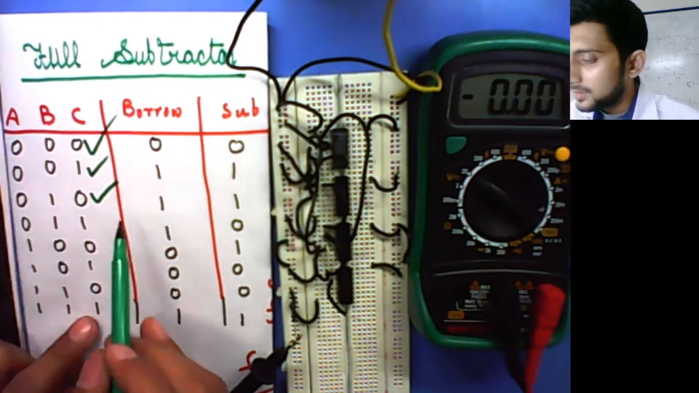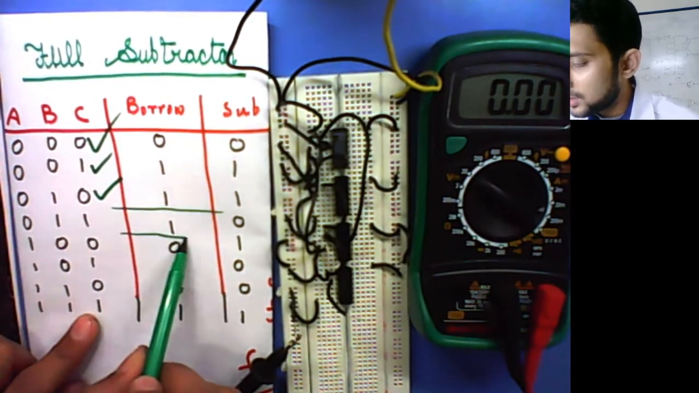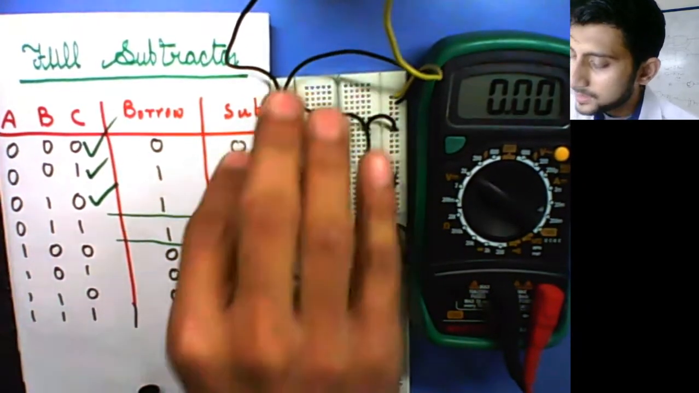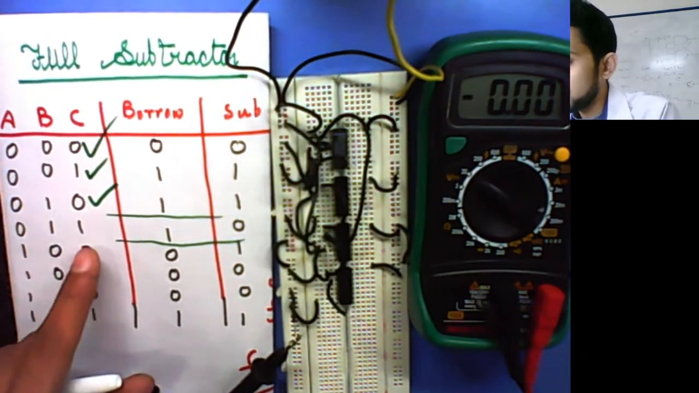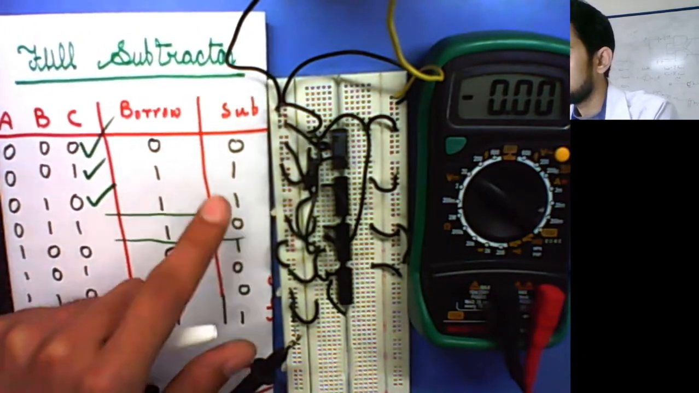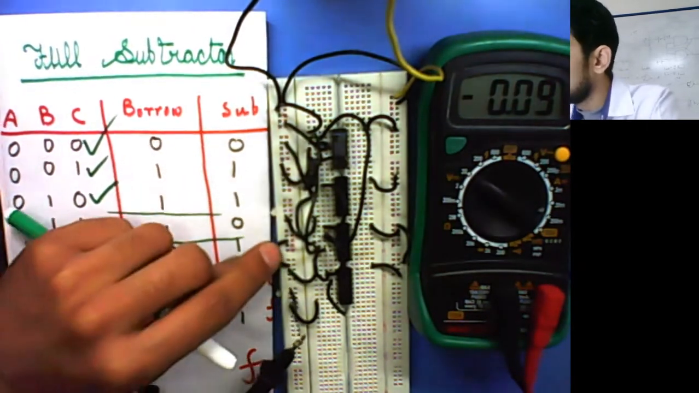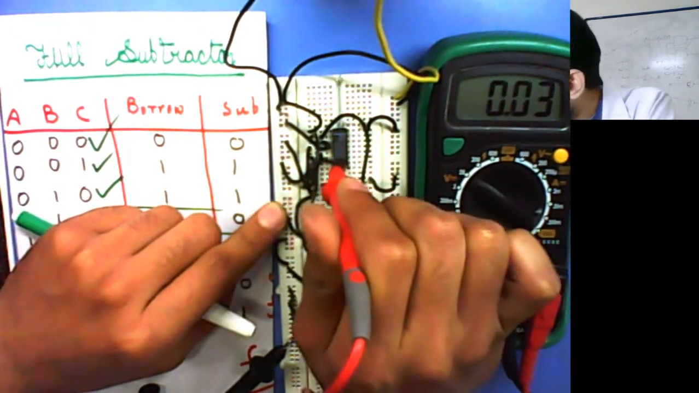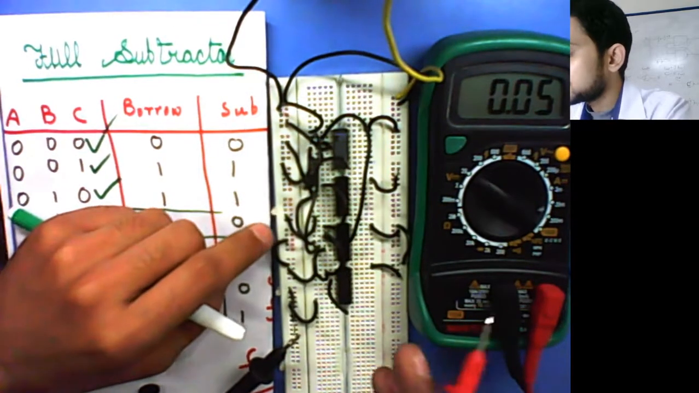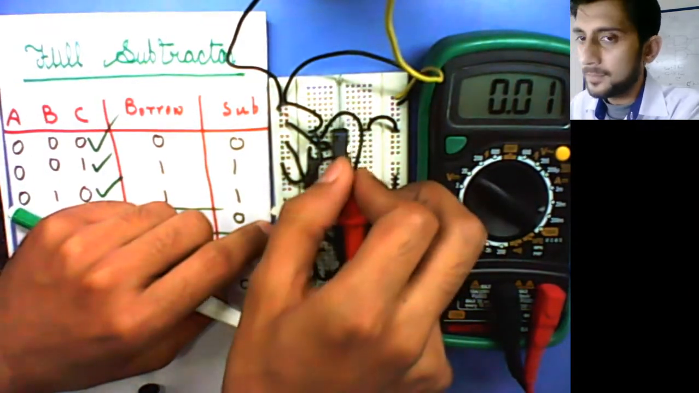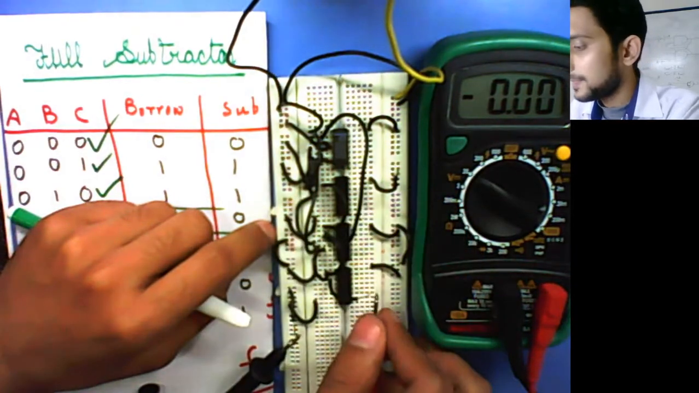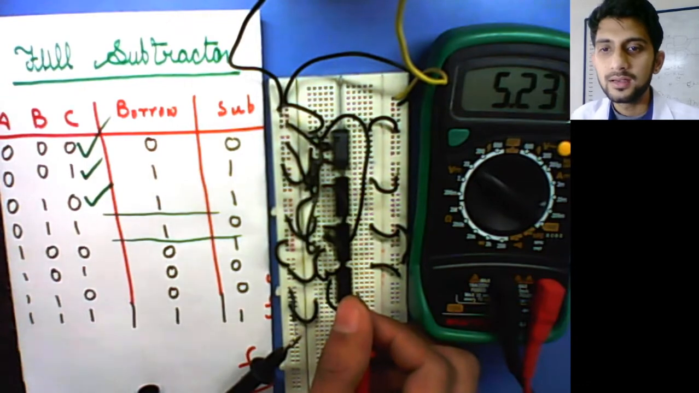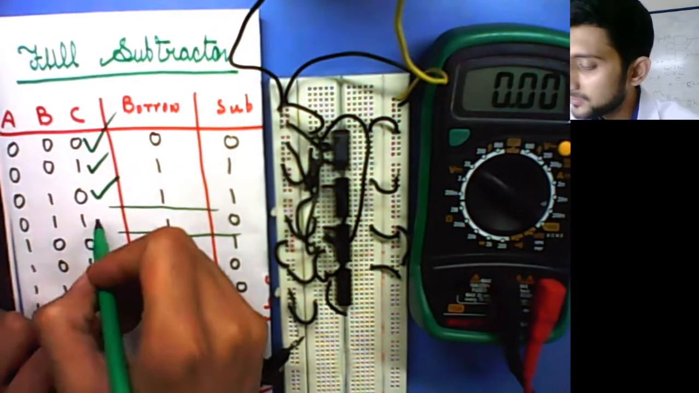Now, so till here we have checked. Now we have to check for 0 1 1. We are expecting for 0 1 1 it should be 1 and 0. It means 0 as sub and 1 as borrow. Let us check. So I've given 0 1 1, and the answer is 0 as F sub, fingers crossed, and 5.23 at F borrow. So this also has been verified.